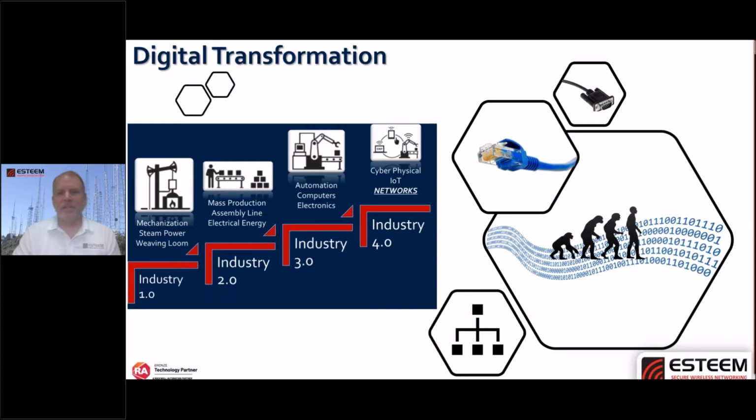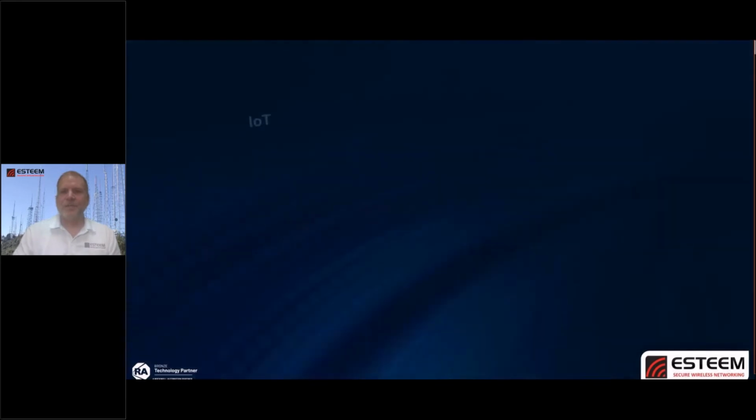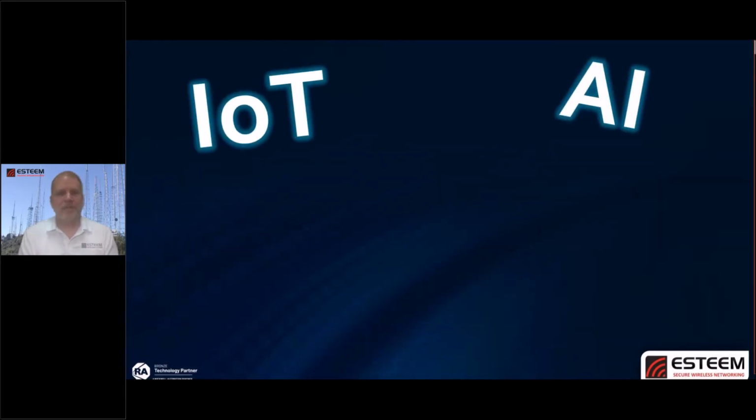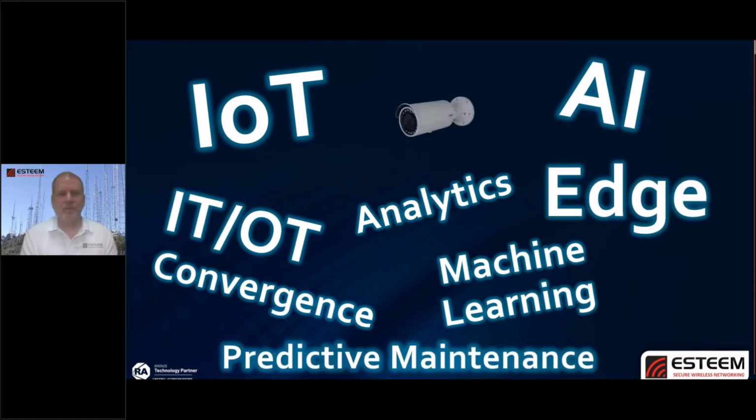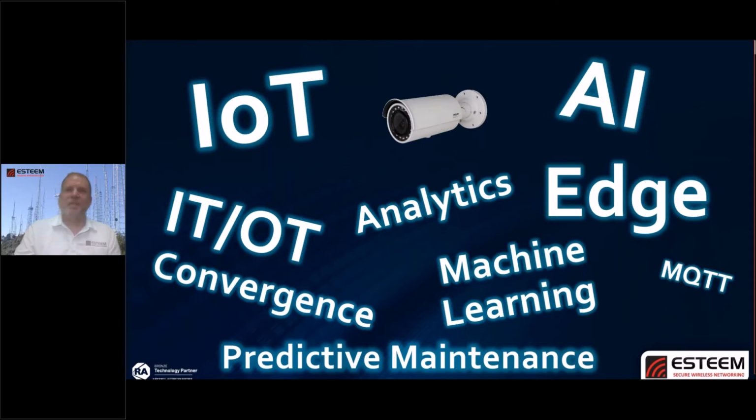So when we start looking, in addition to your basic networking, a lot of additional items are being put onto those networks. We're dealing with IoT, AI, analytics, IIoT convergence, machine learning, predictive maintenance, video cameras, MQTT. We've got a lot of different solutions all being put across that common network, and we've got to make sure that we build that network to be able to accommodate those.